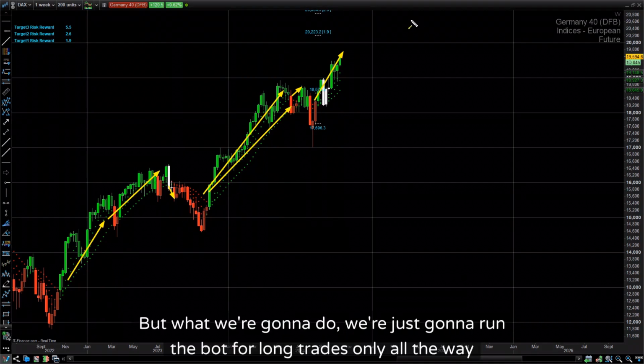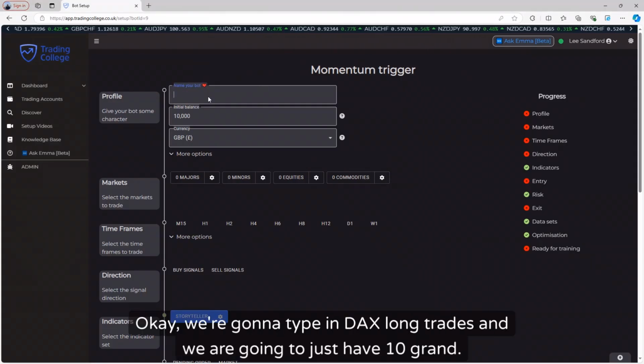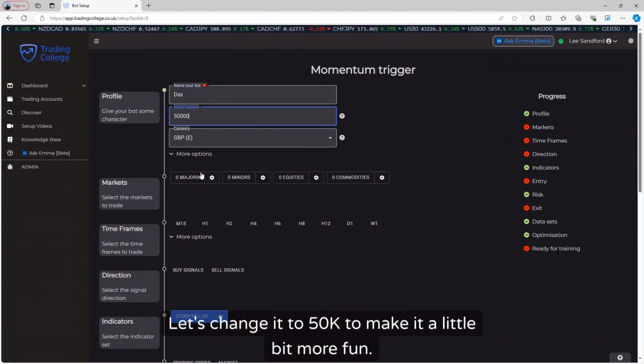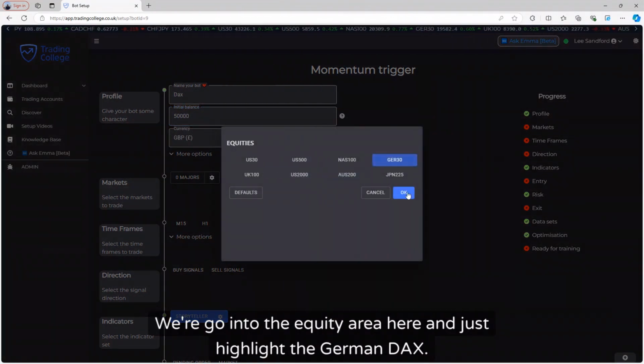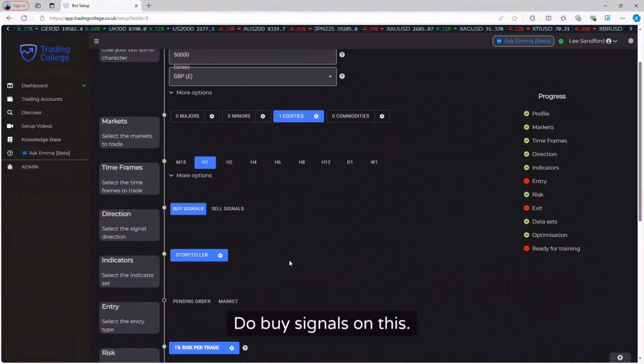But what we're going to do, we're just going to run the bot for long trades only all the way through from the 1st of this year. Okay, we're going to type in DAX long trades, and we are going to just have 10 grand. Let's change it to 50k to make it a little bit more fun. We're going to go into the equity area here and just highlight the German DAX. We're going to do 1 hour time frame. We'll do buy signals on this.